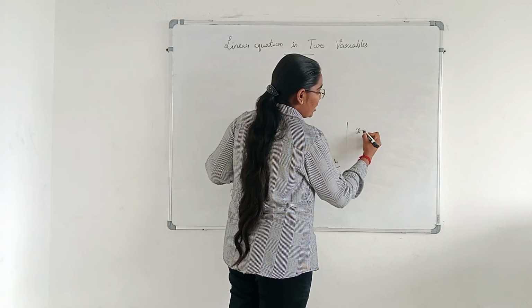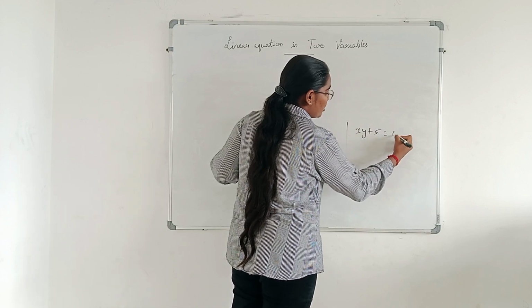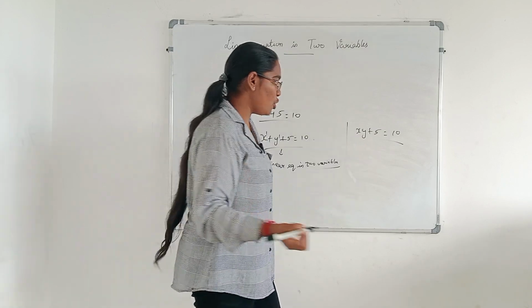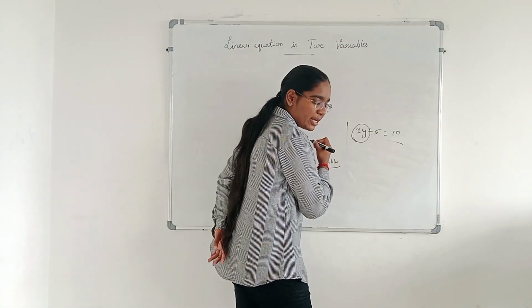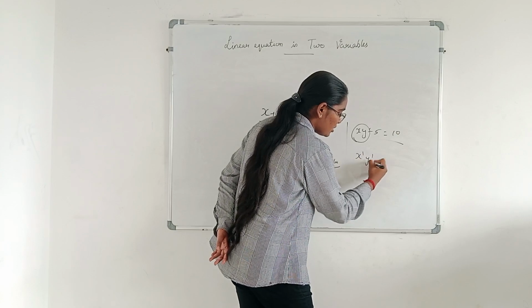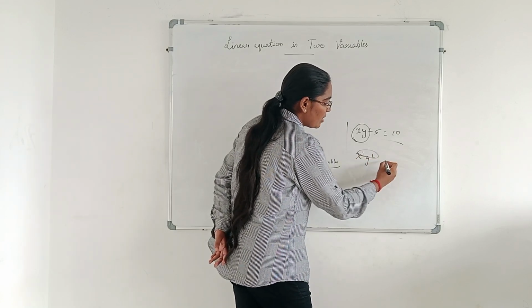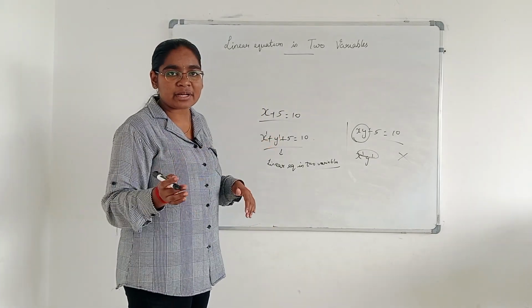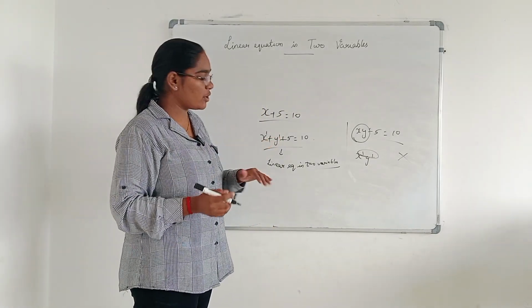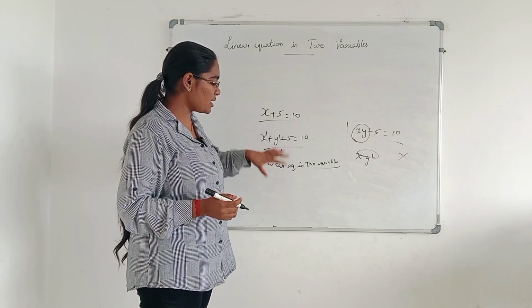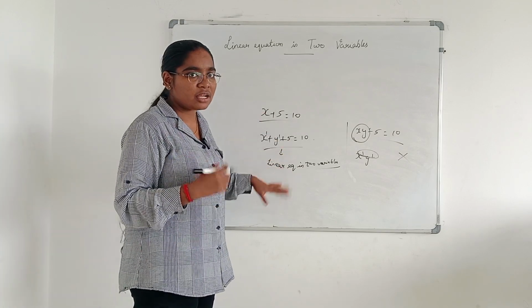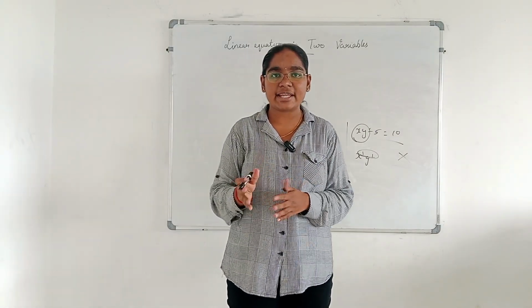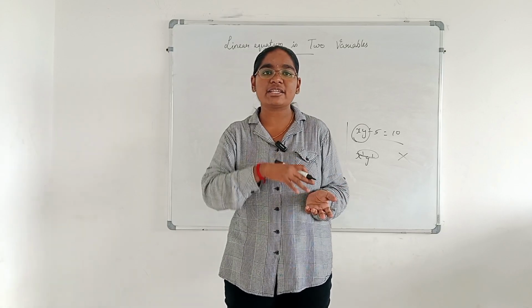Another example, xy plus 5 equal to 10. Is this a linear equation in two variables? No, because this is in multiplication. This is 1, this is 1. So here the highest power is not 1. So the highest power of those variables must be 1. Then only it will be called a linear equation. Right? Now next we are going to learn methods of solving linear equations involving both algebraic and geometric ways.